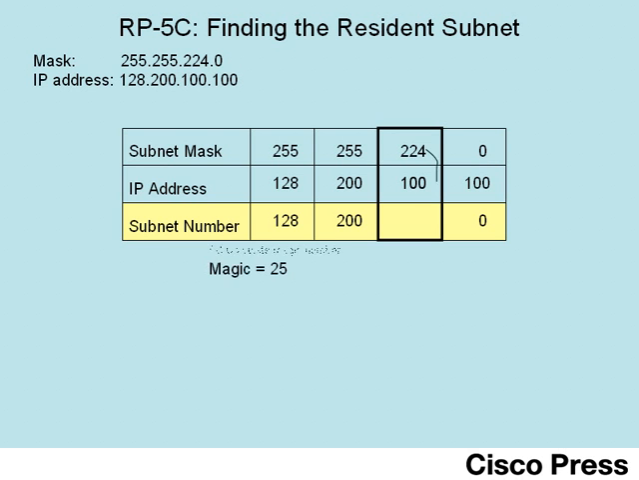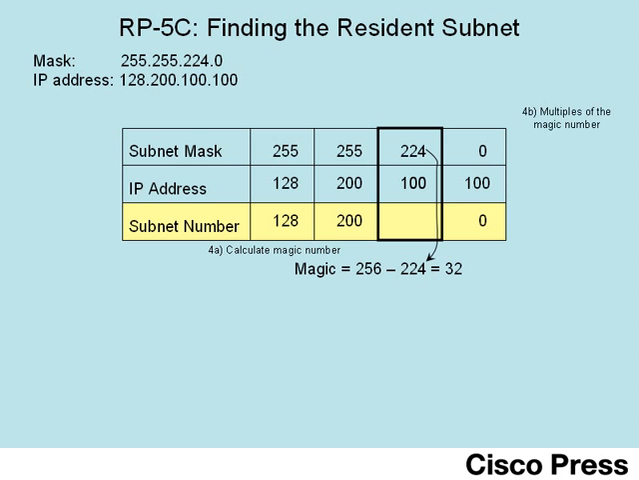The first part of step 4 starts with the calculation of the magic number. The magic number is calculated as 256 minus the mask's value in the interesting octet, which is 224 in this case. So in this case our magic number is 256 minus 224, or 32. Now there's nothing particularly magical about it, it's just a word I use to describe this particular number. Now, as it turns out, the resident subnet number in the interesting octet is a multiple of this magic number.